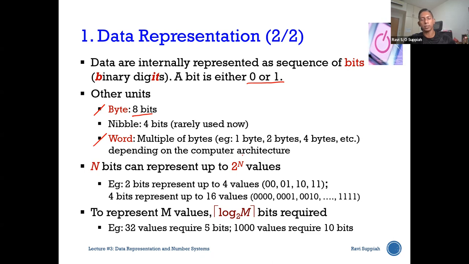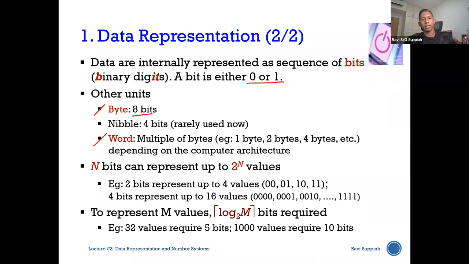It depends on the architecture of the underlying processor we're dealing with. A word is basically a group of bytes, but whether it is a group of 4 bytes, 8 bytes, or 16 bytes all depends on the architecture. So there is no clear definition of how big a word is. It depends.